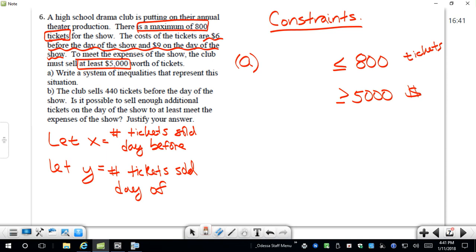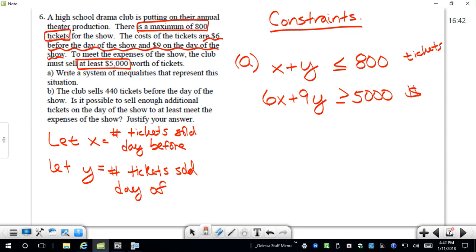So I'm going to come over here. I'm going to finish these inequalities up. So for my tickets inequality, less than or equal to 800, remember, guys, 800 represents tickets. Well, my let statements also represent tickets, x and y. So here I know that the number of tickets sold the day before and the day of have to be less than or equal to 800. Now, for my money inequality, remember, guys, money, money, money. If there's money on the right, there's going to be money on the left. That's where this $6 and $9 comes in. It is $6 the day before and $9 the day of.